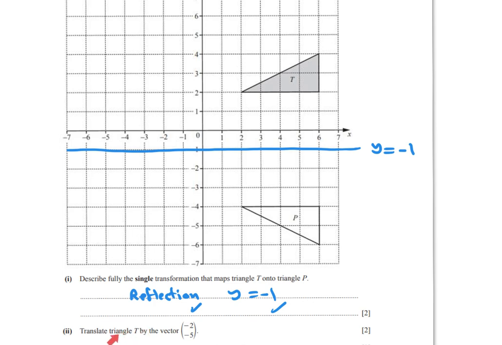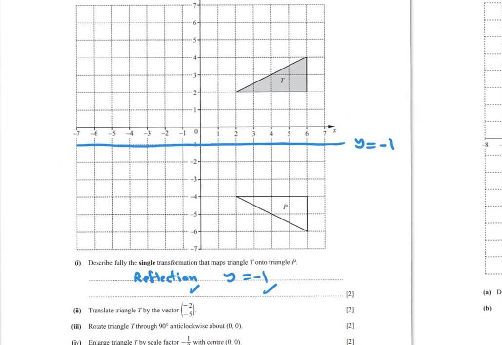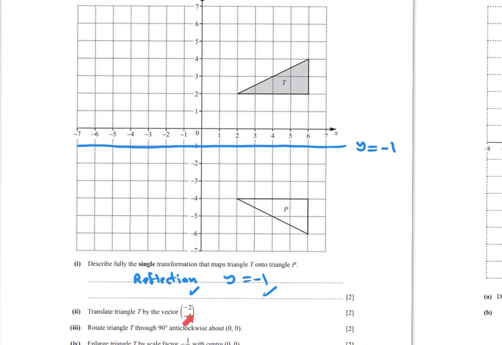Now translate the triangle T, this one, by the vector -2, -5. So -2, -5 means what? 2 to the left and 5 down. Okay, if we move 2 to the left, 1, 2, then 5 down. So this is the point.